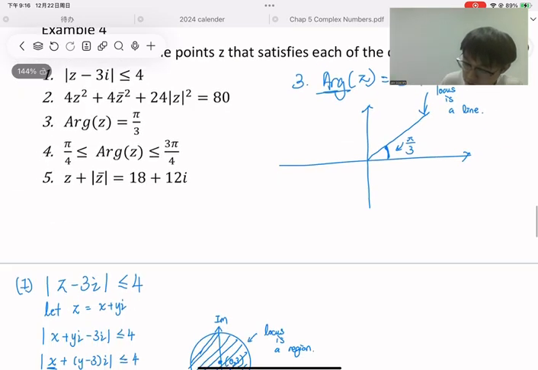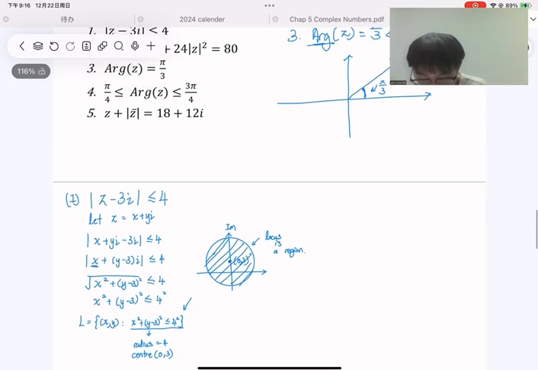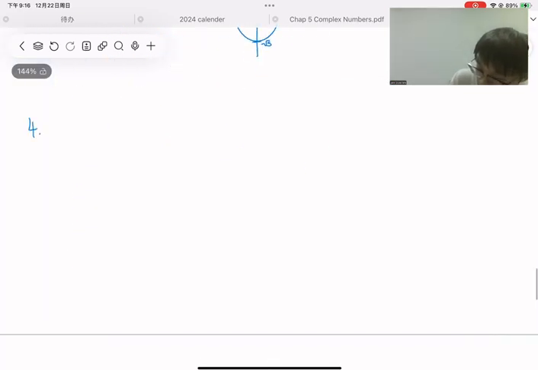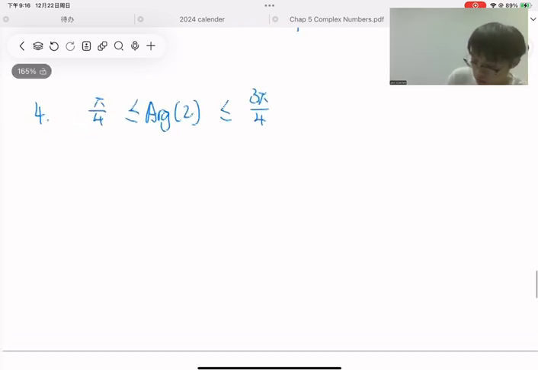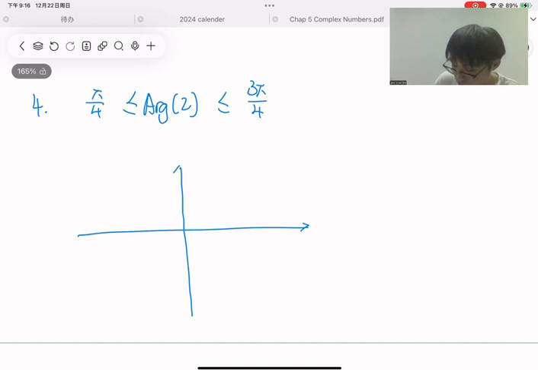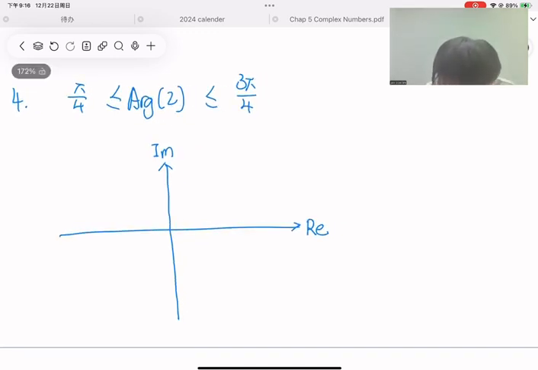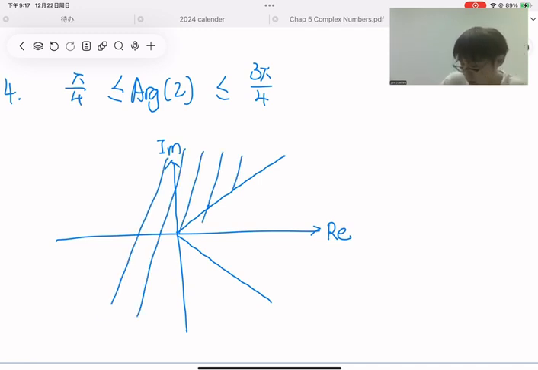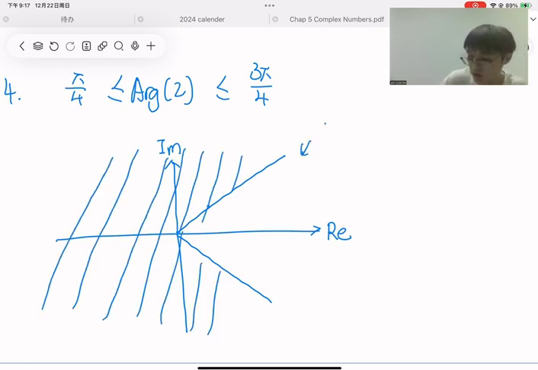Next question. The argument of a complex number is between pi over 4 and 3 pi over 4. We draw an Argand diagram. The line that has an argument of pi over 4 is here, and the line with an argument of 3 pi over 4 is here. Between these two lines is this shaded region. So the locus is a region for this condition.